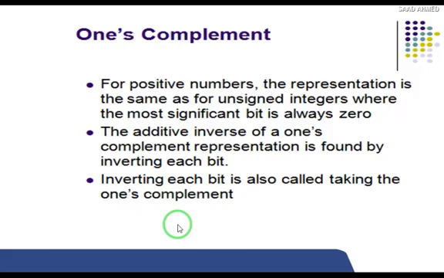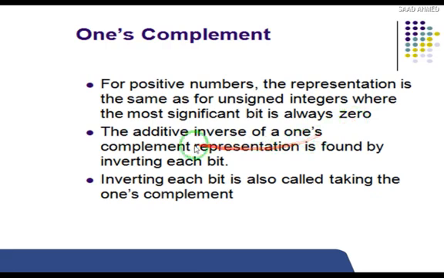In the normal binary format, if you write the number 1 in an 8-bit representation, it's going to be 00000001. If you look at this number, it's the same, it is just a binary 1 because it has only zeros on the left side. So for positive numbers, the representation is the same as for unsigned integers, where the most significant bit is always 0. This is what you need to remember, that if the MSB is 0, then whether it's a signed or an unsigned number system, they will be the same.